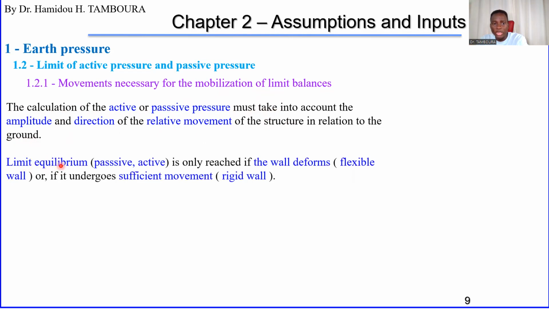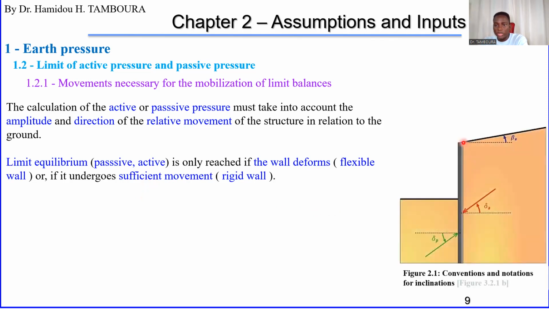So limit equilibrium, or passive or active pressure, is only reached if the wall deforms. In case your wall is a flexible wall, then the limit is reached only if the wall deforms. Or in case your wall is not deformable, a rigid wall, the limit is reached when the wall undergoes sufficient movement. The wall has to move. The minimum movement is needed.